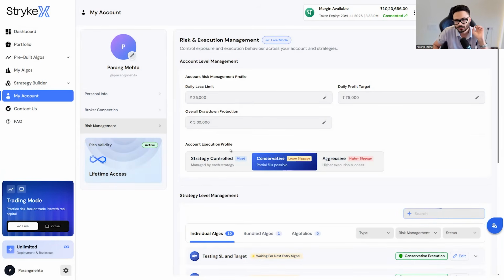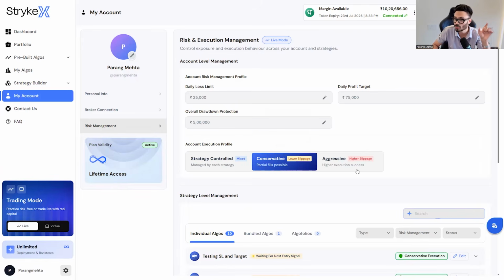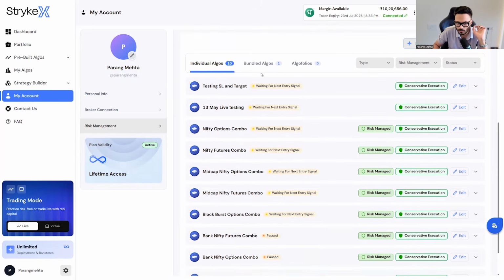So if I want conservative only, I will select conservative, which will be applied across all strategies. If I want aggressive, I can shift to aggressive for all order types and all strategies. If I want a mixed approach, for some I want conservative, for some I want aggressive, I can click on strategy controlled, which is managed for each strategy. When you scroll down, you're going to see all your deployed algos by category. So individual algos, bundled algos, and algo folios.